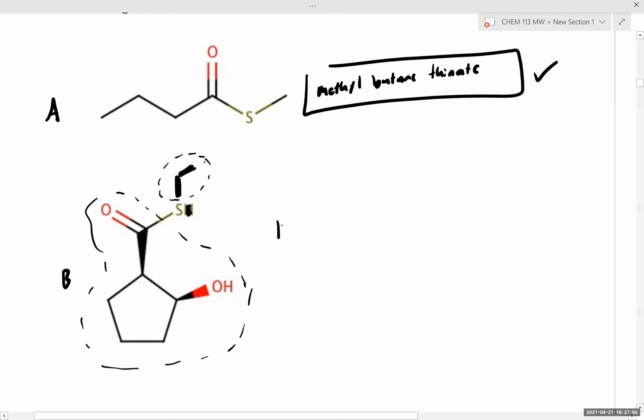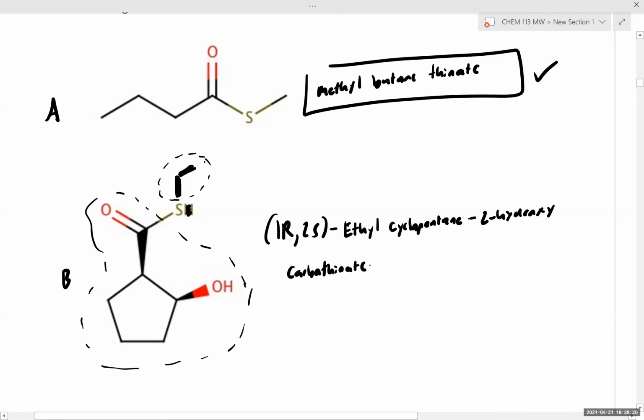So we have a proposed name of 1R,2S ethyl cyclopentane 2-hydroxy carbothioate. Perfect. That name looks reasonable. What does the class think about the stereochemistry of each of our stereocenters?